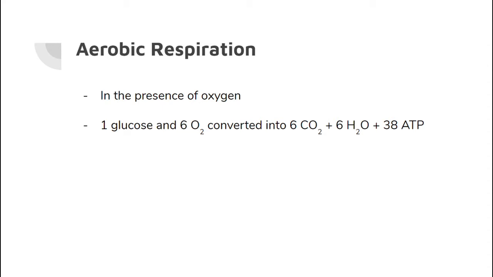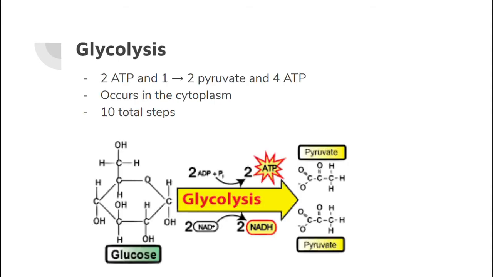All right, so first off, we have aerobic respiration. Aerobic respiration occurs in the presence of, sorry, oxygen. In this process, we see one glucose and six oxygen converted into six carbon dioxide plus two water plus 38 ATP. So the first step for aerobic respiration is glycolysis.